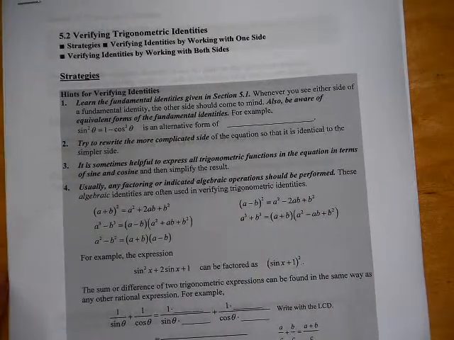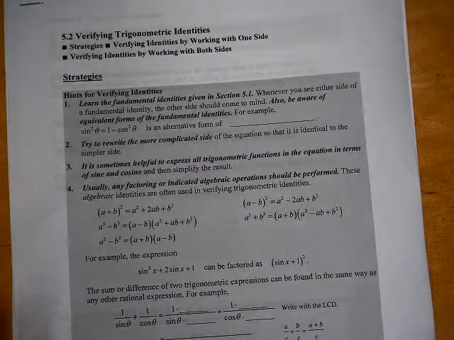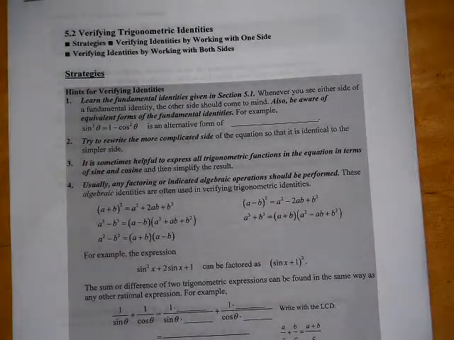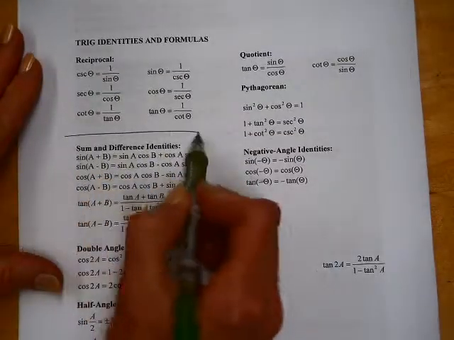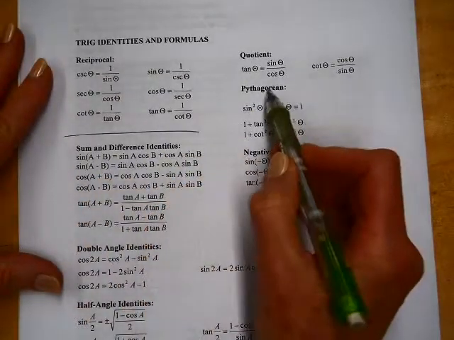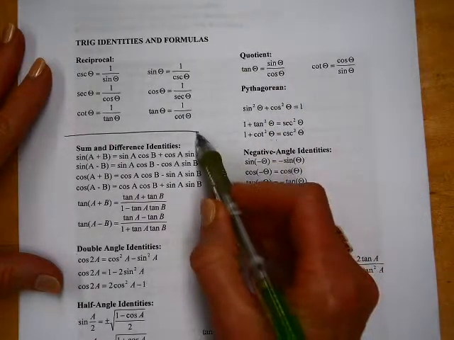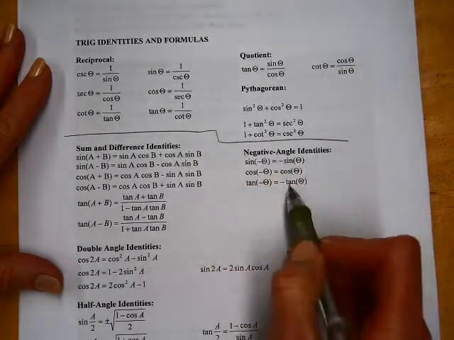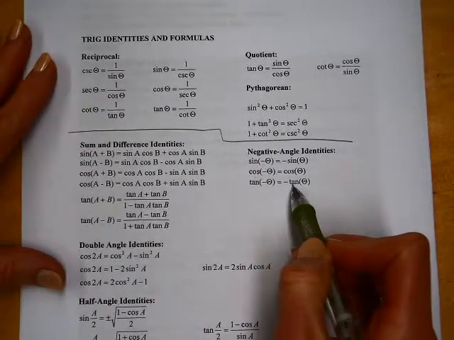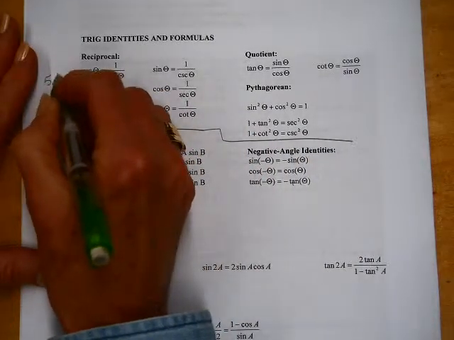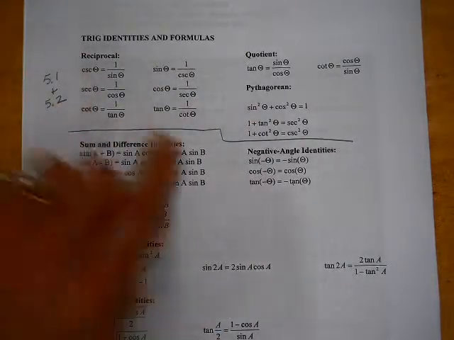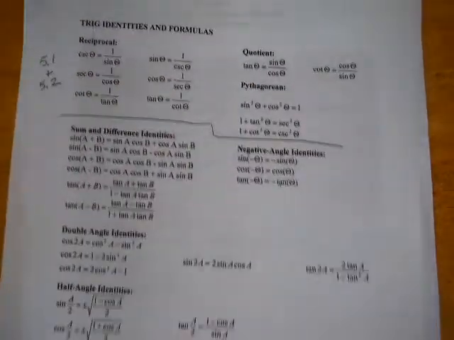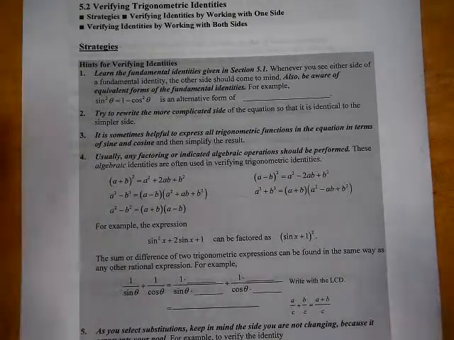The identities in section 5.2 are going to be the same identities that we used in section 5.1. You are going to be using, again, the reciprocal identities, your quotient identities, your Pythagorean identities, but you are not going to use these negative angle identities when we get in section 5.2, okay? So these are in 5.1 and in 5.2. These identities, I hope you know them or remember them because they're going to come in handy.